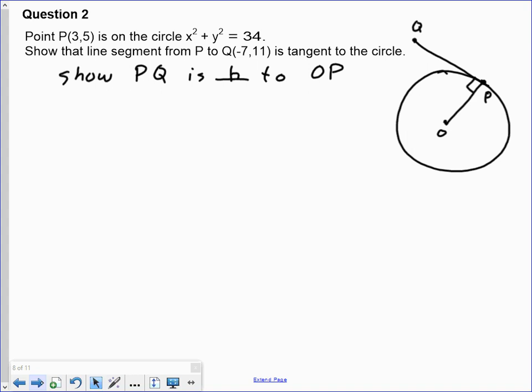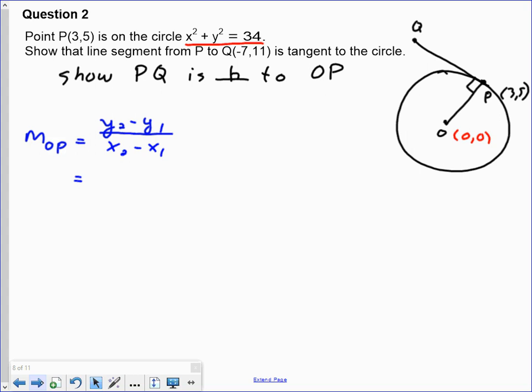So to do this, we are going to have to calculate the slope of that line OP. So y2 minus y1 over x2 minus x1. The center of our circle here is, because our equation is just x squared plus y squared equals 34, going to be at 0, 0. So let's actually label the rest of our diagram here. P is 3, 5.